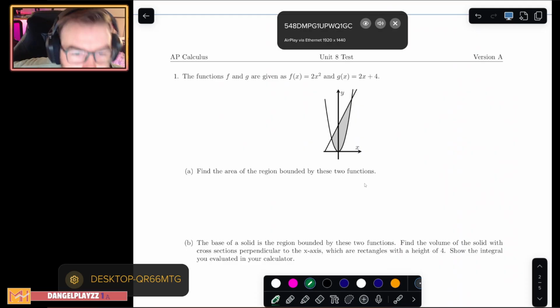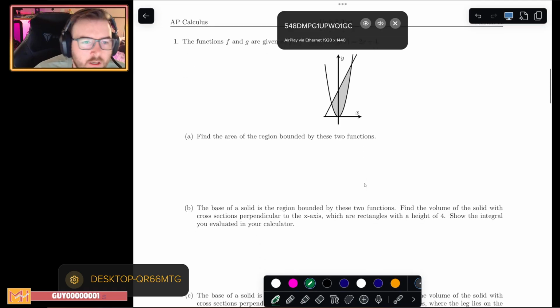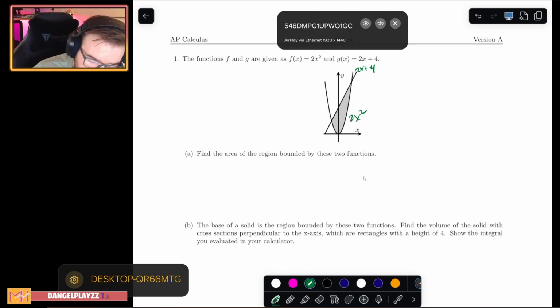Only 16 minutes with a bit of a 90-second introduction. I think we're on a good pace. The functions f and g are given as such. So this is, of course, the line 2x plus 4, and this is, of course, the parabola 2x squared. Find the area of the region.